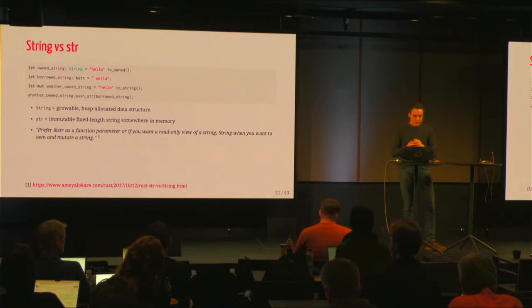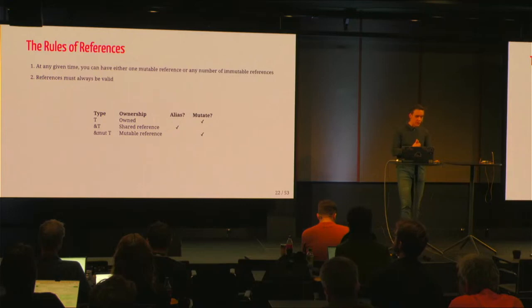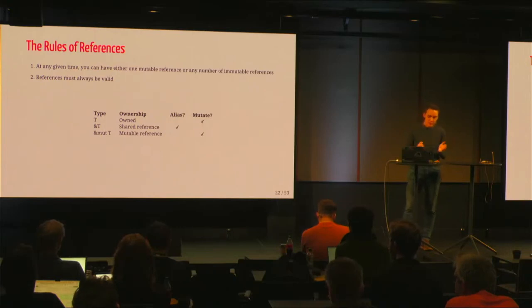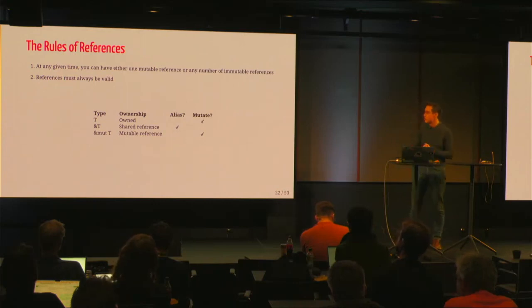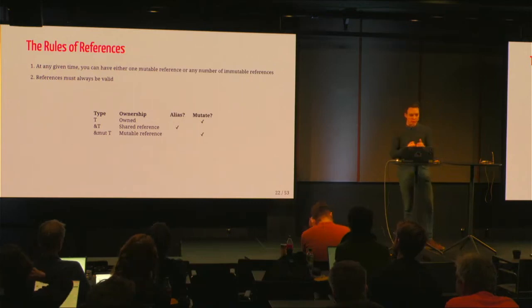And then we touched a little bit upon the reference part, ampersand str on code line number 2, and the rules of references in Rust, which the coding exercises touch upon: at any given time you can have either one mutable reference or any number of immutable references. And references must always be valid. So no dangling pointers pointing to an area in memory that's not valid anymore, that is corrupt.